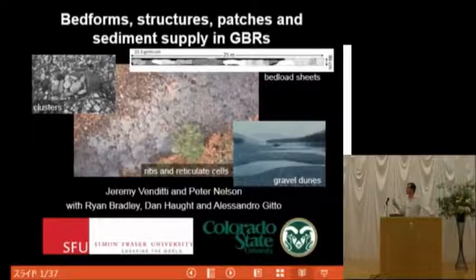What I'm going to talk about today are bed forms, structures, and patches in gravel bed rivers. What I'm interested in is thinking about bed features in gravel bed rivers that are smaller than the channel scale but larger than the individual particle scale. There's a whole variety of different bed features that emerge, and I'm interested in focusing on how sediment supply plays into this problem. In particular, I'm interested to know whether any of these bed features are interrelated or not.